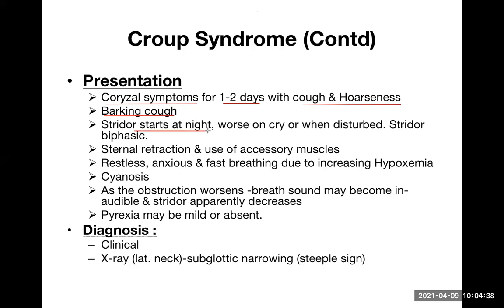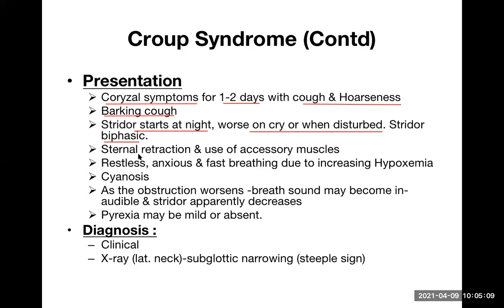Stridor starts at night, or on cry, or when disturbed. And stridor is usually biphasic here because the lower part of the trachea is also affected here. So it is worse on cry. If the baby is disturbed, or if the baby is agitated, if you try to separate the baby from the parents, then stridor can even be worse.